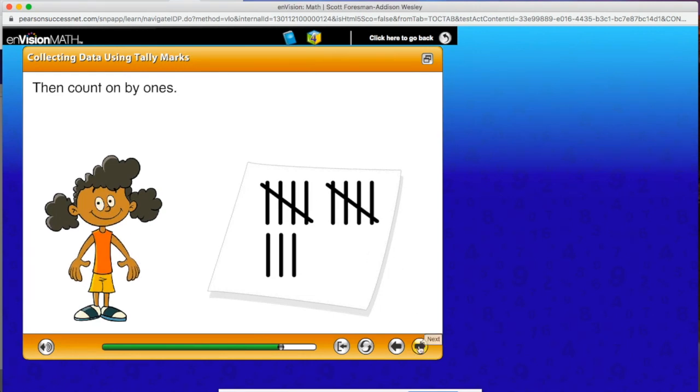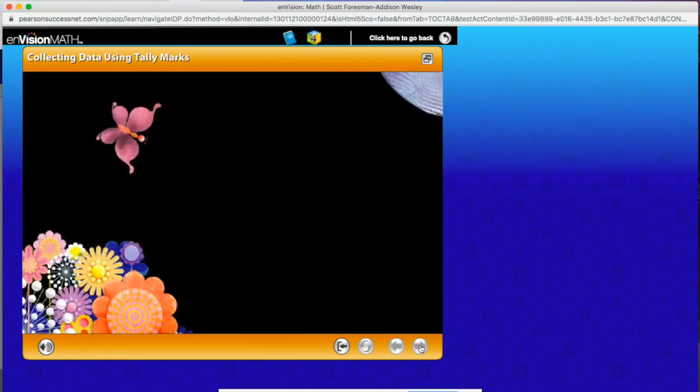Let's count on from 10. 11, 12, 13. How many tally marks are in the tally? In all, there are 13. Now you know how to use tally marks to count data.